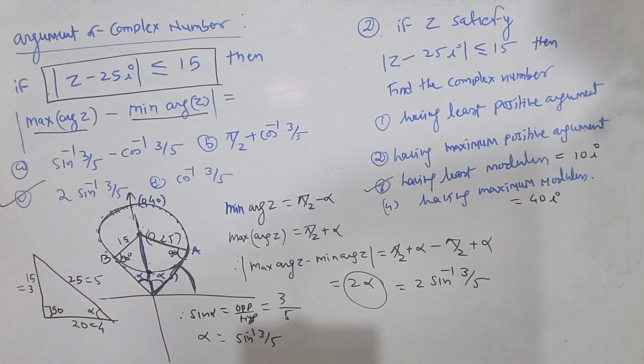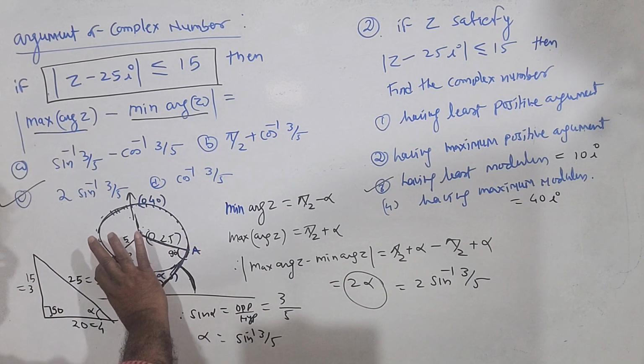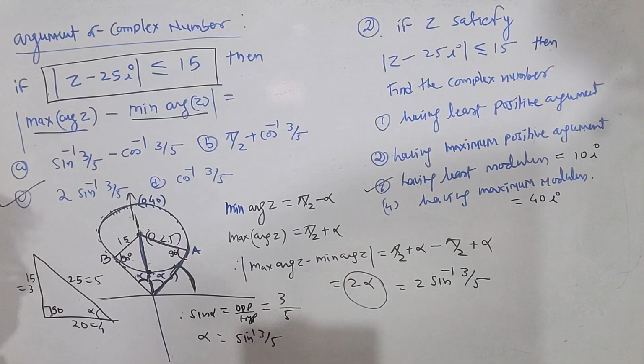You understand? Now you have to find the least positive argument. Least positive argument means this one and this one. Got it? So pi by 2.